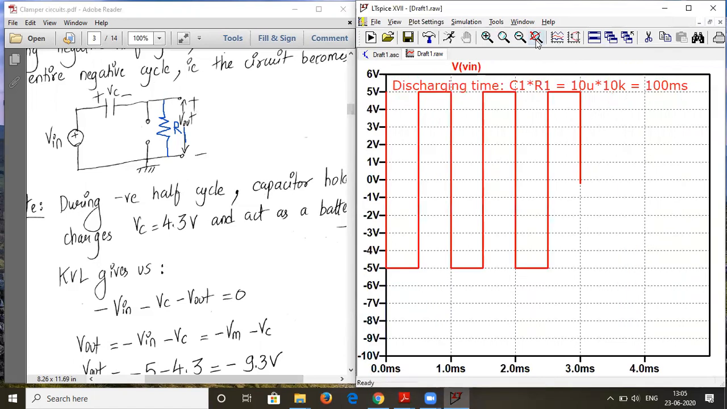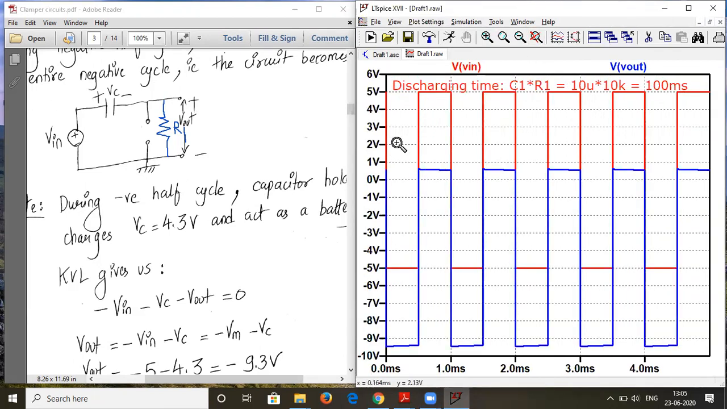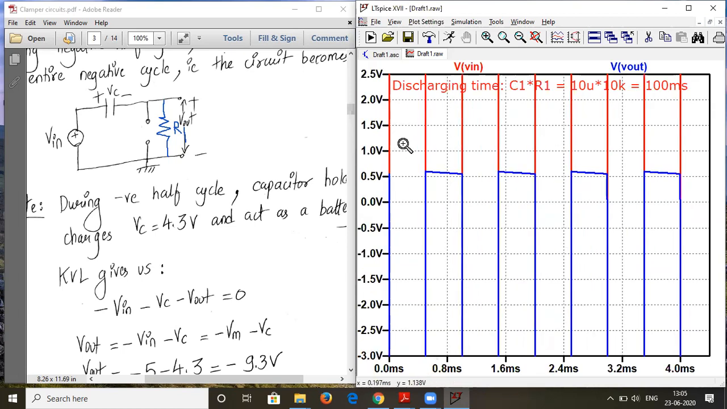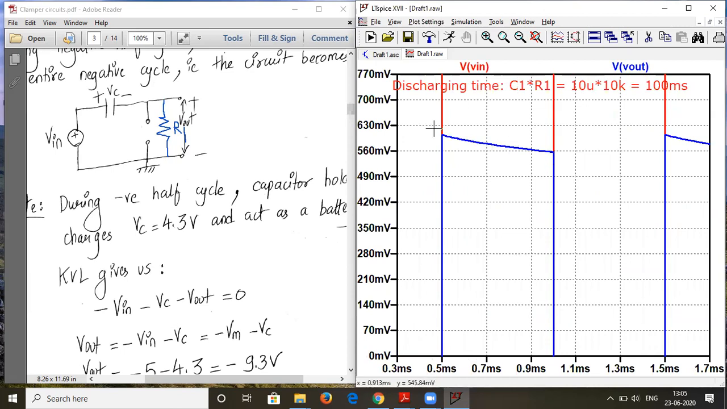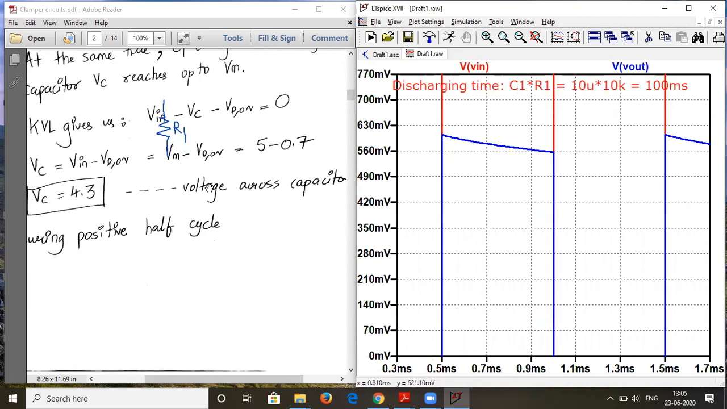So that's why you see this little drooping in the output level. I can show you here. You can see this little drooping over there, right? So this is why the capacitor will definitely discharge via this resistor. That discharging time constant is around 100 milliseconds. So that is what the meaning of that statement is.